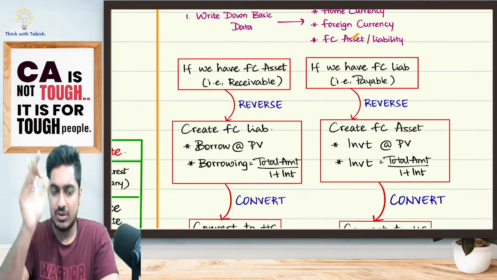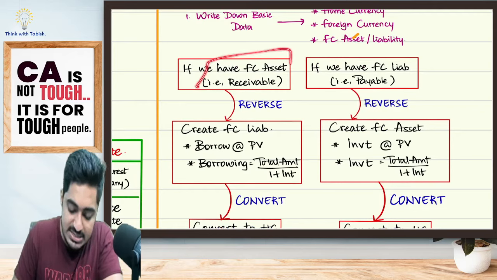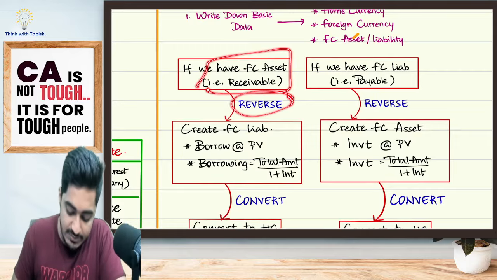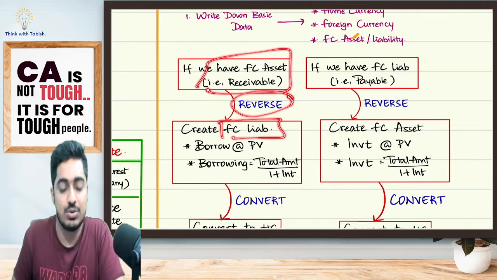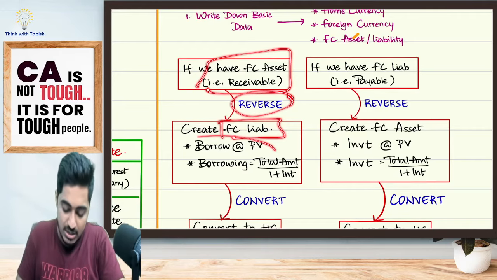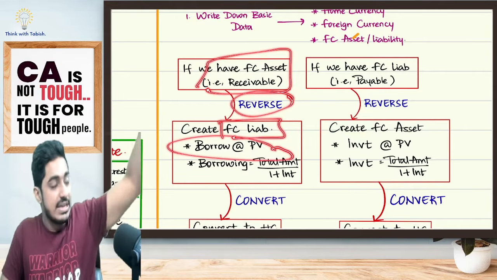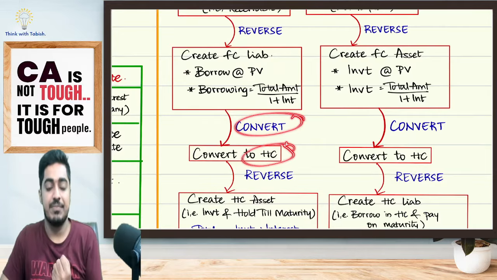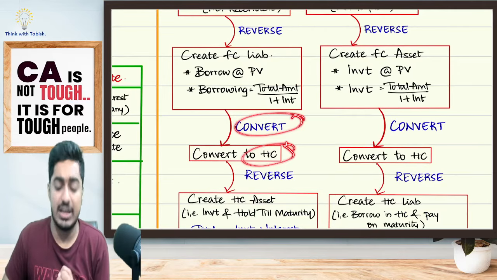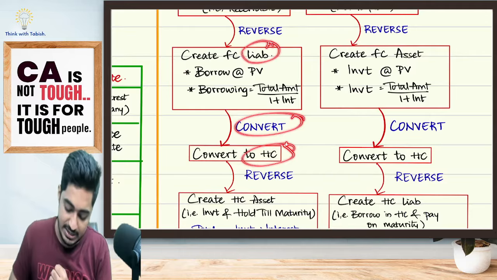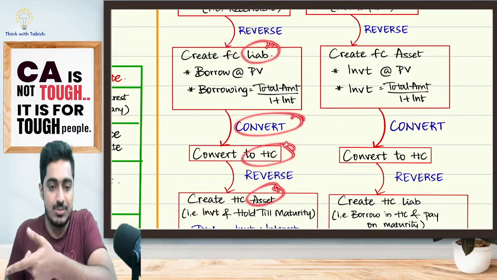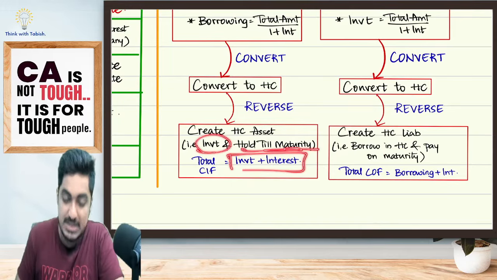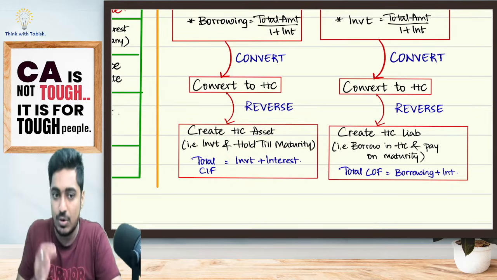Look at this. First, I will write down the basic data. If I have a foreign currency asset, that is, I have a receivable, step 1 is reverse. That is, I will create a foreign currency liability. To create a liability, I will borrow at present value. Okay, I borrowed. Then what will I do? I will convert. Step 2 is convert. I will convert it to home currency. I brought the money here. Now, I don't want the money here, so again I will reverse. Here I created a liability, and here I will create an asset. That means I will invest this in home currency and hold it till maturity. Your investment plus interest is going to be your total cash inflow on maturity.